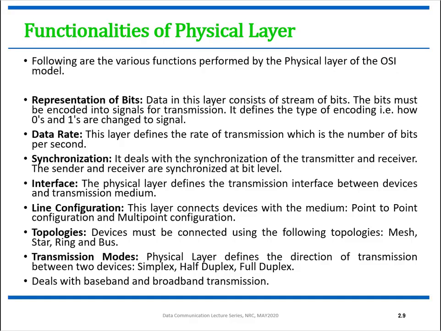The physical layer also deals with topologies. It specifies which topology your communication uses, either mesh, star, ring, or bus. Finally, the physical layer also considers the transmission mode, whether your communication is simplex, half duplex, or full duplex. It also deals with baseband and broadband transmission. So this is all about the functionalities of the physical layer.